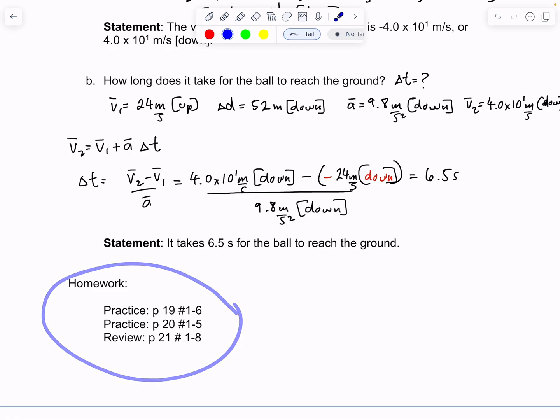Have a try at the practice problems on pages 19, 20, and 21.